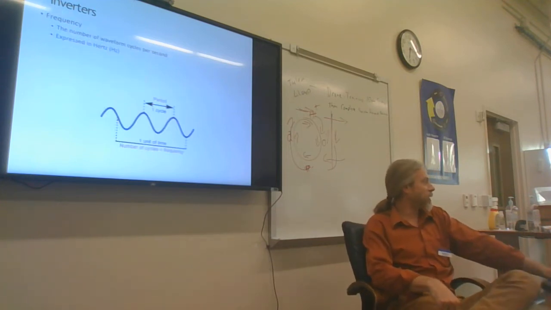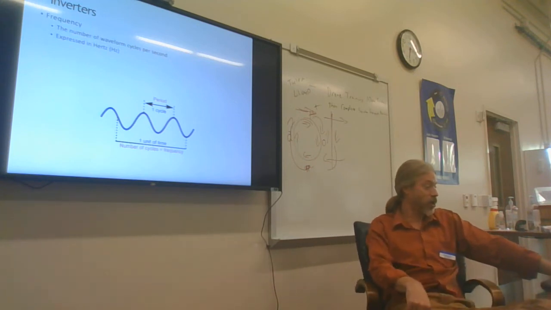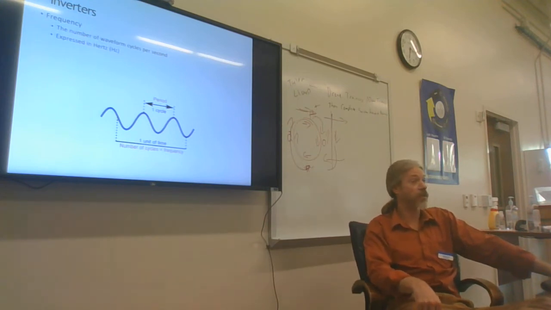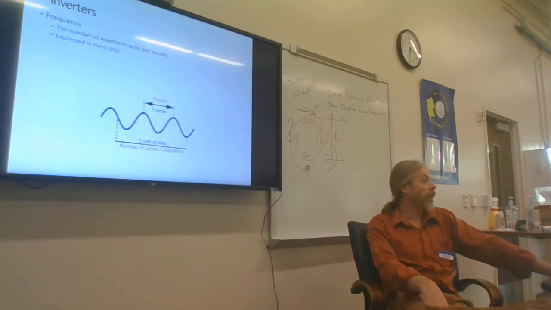So frequency is the number of waveform cycles per second. It's expressed in hertz. You do want to know that the units for measuring frequency are hertz. All right, that's something that you will be quizzed on in NABCEP. In our system, we use a 60 hertz inverter, always. So there are 50 hertz inverters on the U.S. market. Why?